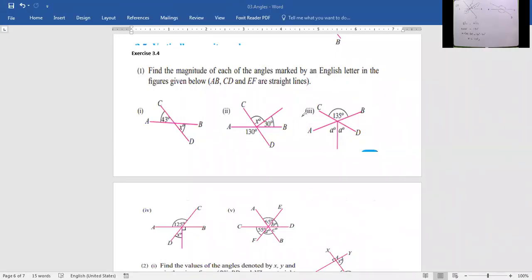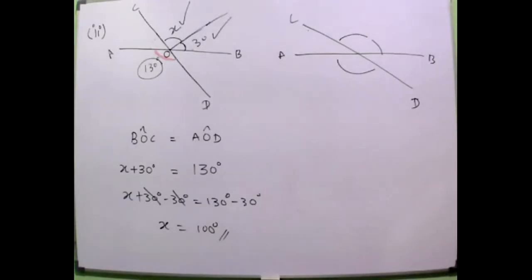Right. So the third one, try to do the third one similar to the previous one. You have to identify the correct vertically opposite angles in order to do this. Okay, pause the video and try. Okay, right. Now I think you have done it. I will stop sharing and I will do it now.